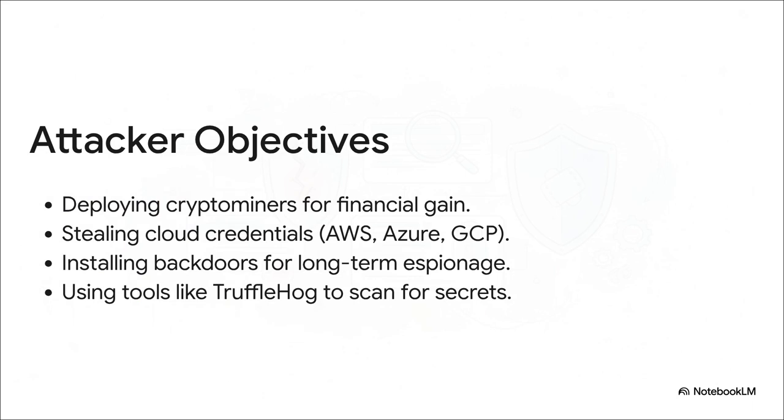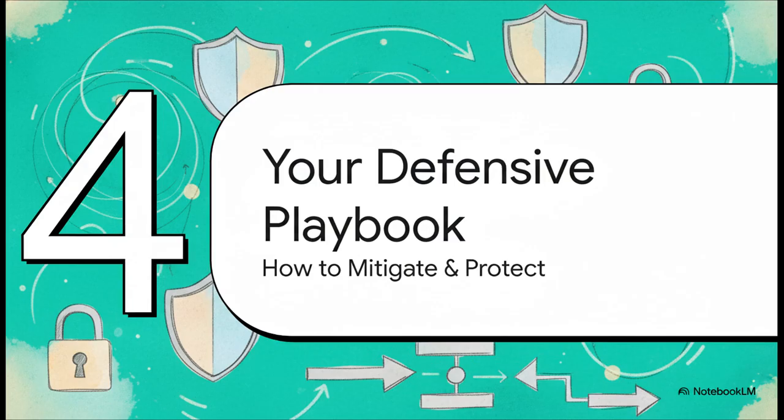Well, it varies. Some attackers are just in it for a quick buck, using your servers to mine cryptocurrency. But many have far more sinister goals. We've seen them immediately try to steal cloud credentials for AWS, Azure, and Google. They're installing backdoors so they can come back later, and they're even running special tools to scan for any other secrets they can find, like API keys or database passwords. Okay, so that's the threat. It's fast, it's really severe, and it is being used right now.